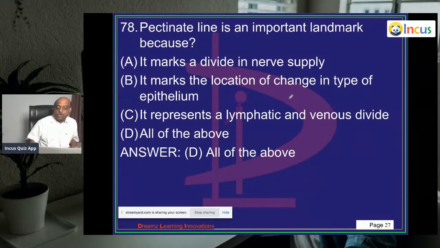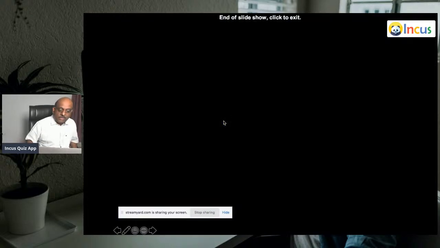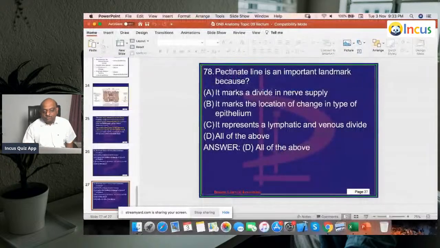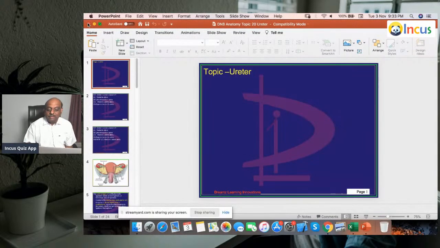Pectinate is an important landmark because it is a line of division of nerve supply, epithelium changes. It represents lymphatic and venous divide, everything. That's the reason you need to remember. So that is all the story of rectum that you need to remember.